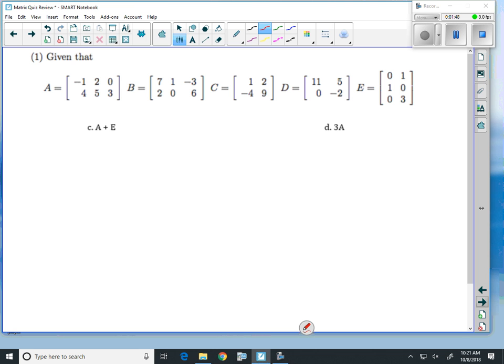Next is A plus E. So again, check the size. We have a 2 by 3, and we have a 3 by 2. Since those are not the same size, this is undefined. We cannot add those together.